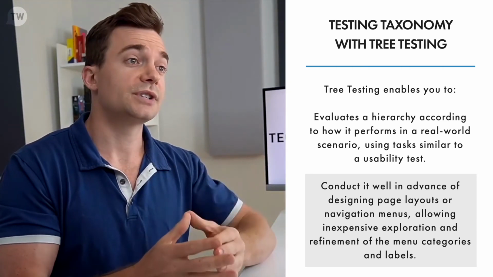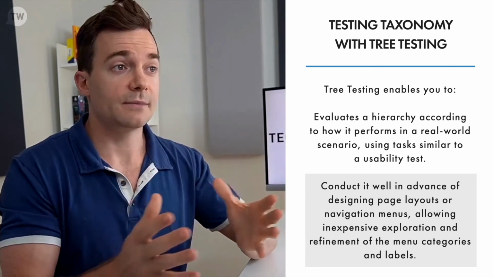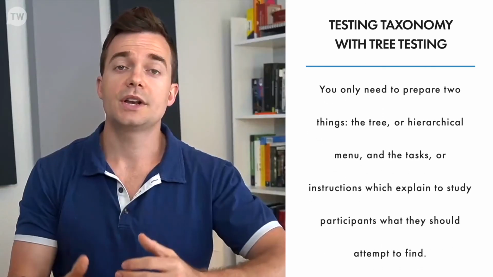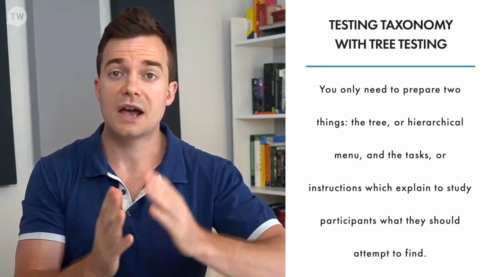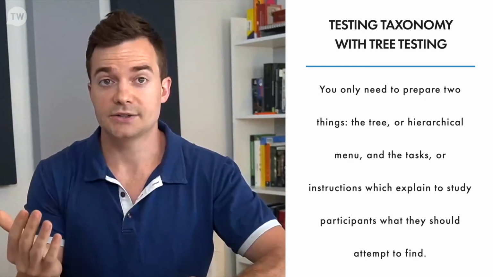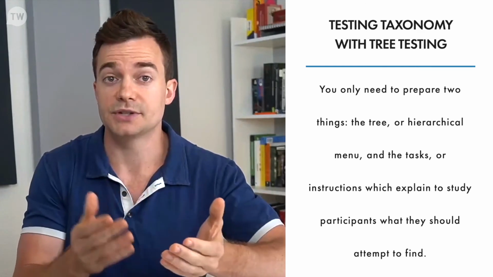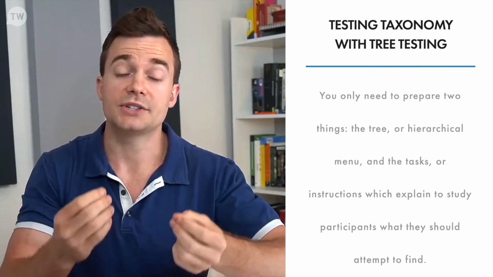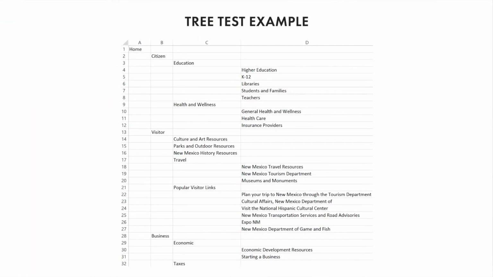So to conduct a tree test, you don't need to sketch any wireframes or write any content. You only need to prepare two things. First, you have the tree or the hierarchical menu, and then you have the tasks or instructions which explain to the study participants what they should attempt to find. And in this example here, you'd ask a participant to find something, say museum and monuments. If they start going through the wrong branch per se, then you know that your taxonomy is off, and you might need to refresh how you group your menu elements.